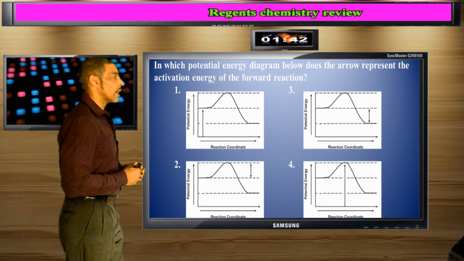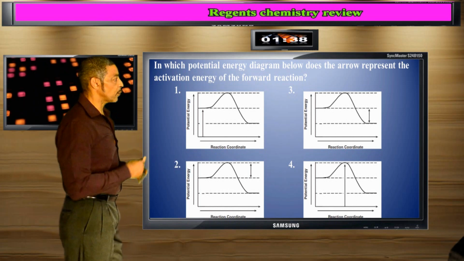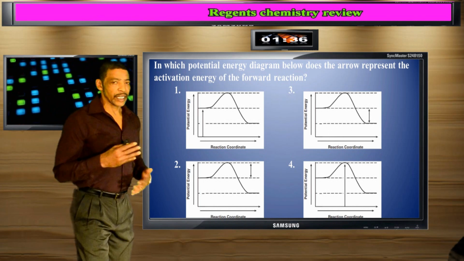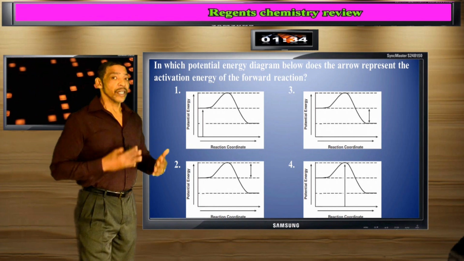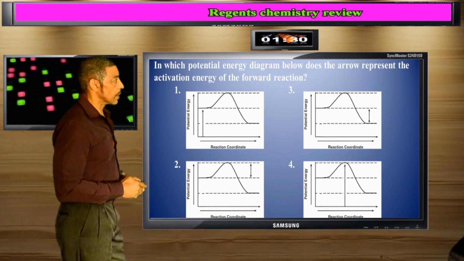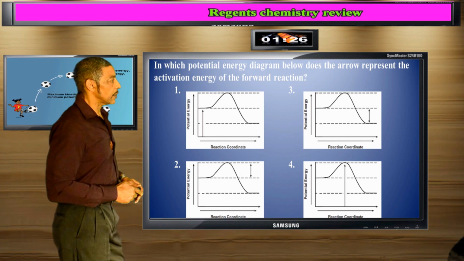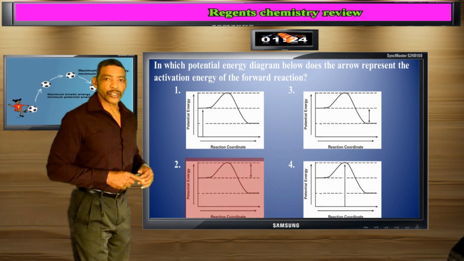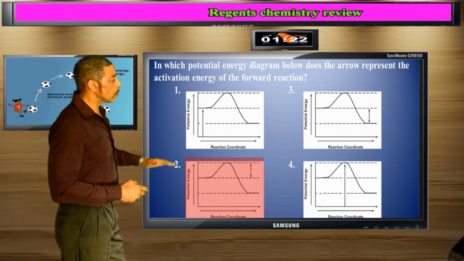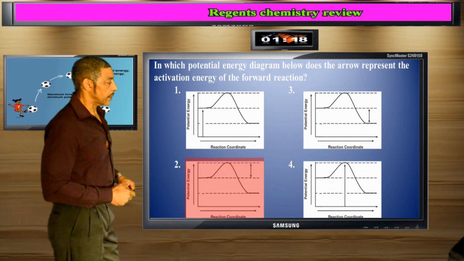In which potential energy diagram do the arrows represent the activation energy for the forward reaction? Once again, the activation energy questions are coming up over and over again. Keep that in mind. At any rate, the activation energy for the forward reaction is represented by choice 2, where the arrow shows the activation energy of an exothermic reaction.